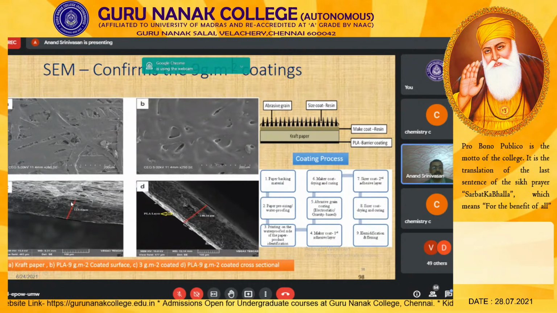So this one is virgin paper. As you can see, the thickness is 113.42 micrometer. But after it is coated with the PLA, the thickness increased. So the overall thickness is 148.16, but the coating made by our PLA is only 9 GSM. So this is how a coated abrasive product is made.